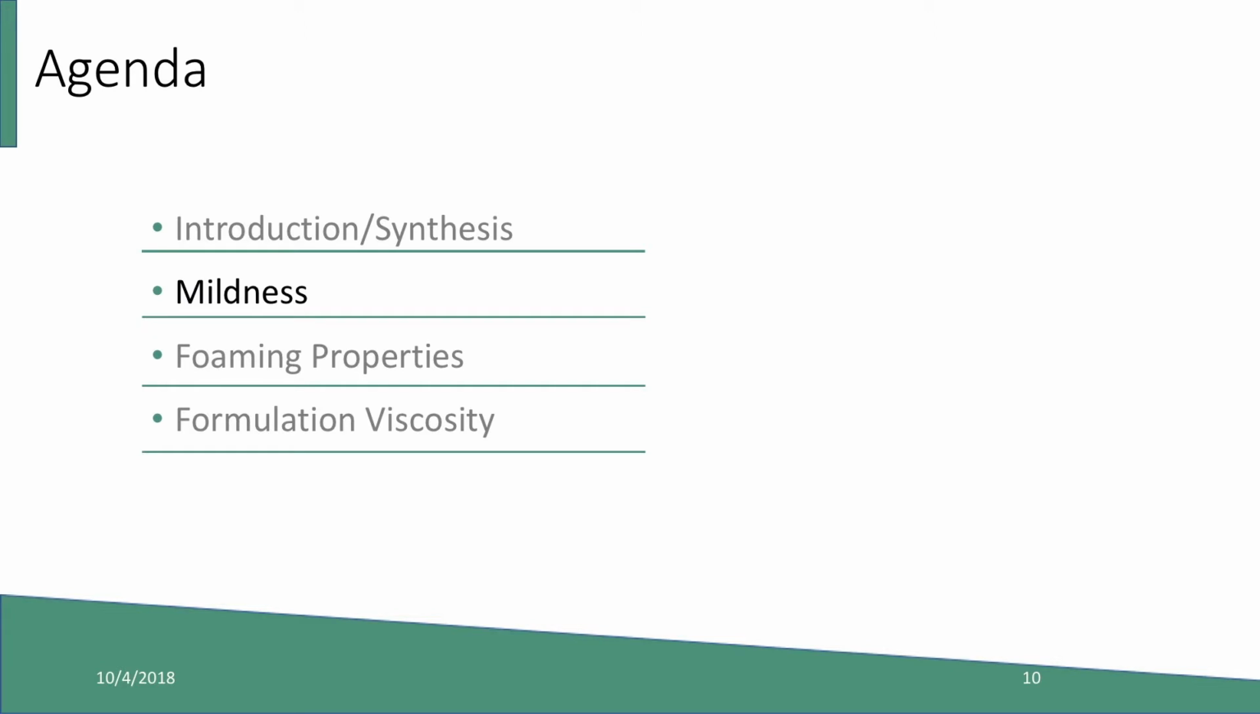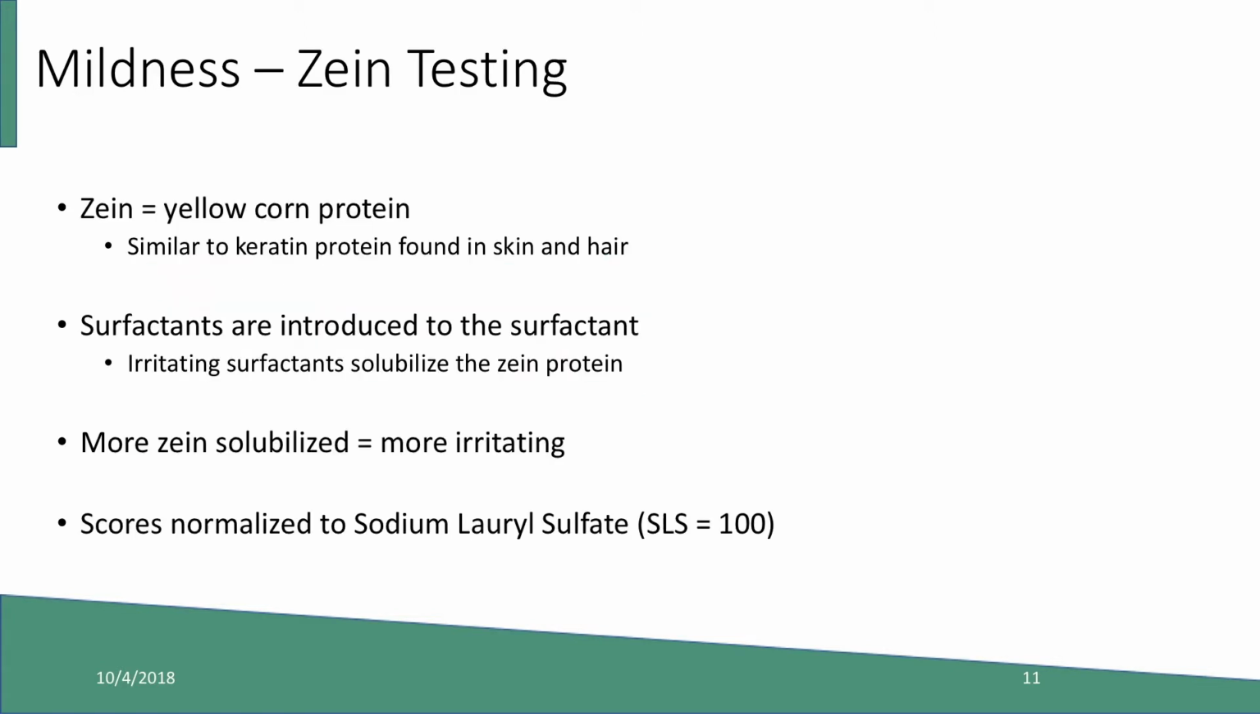So moving on to mildness. This is where we had some of the most exciting data that we found. For our mildness testing, we did do Zein. Zein is a yellow corn protein, very similar to keratin in skin and hair. The way the test is performed is you introduce the Zein protein to your surfactant, and if it is solubilized, it indicates a higher irritation.